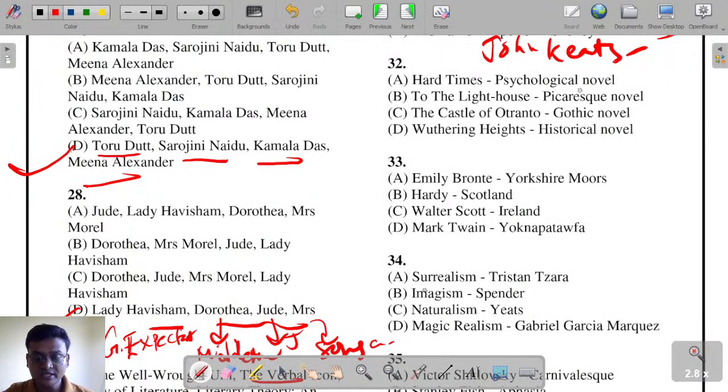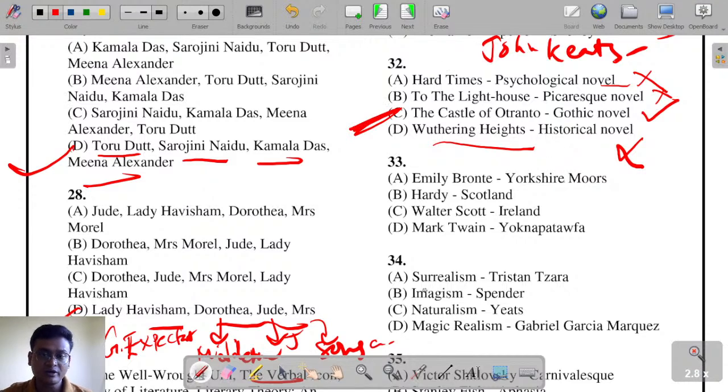Hard Times, a psychological novel. Then you have The Lighthouse, the correct novel. The Castle of Otranto, Gothic novel. Wuthering Heights, historical novel. So the Castle of Otranto is a Gothic novel. The Lighthouse is not a picaresque novel, and not a psychological novel either. Castle of Otranto is the right answer here.